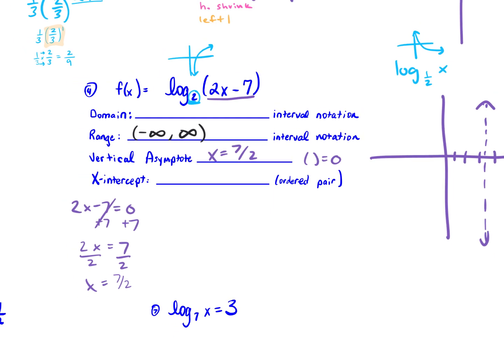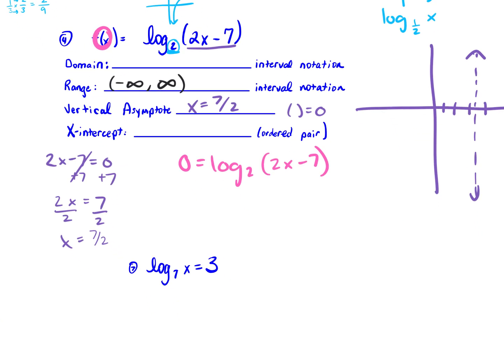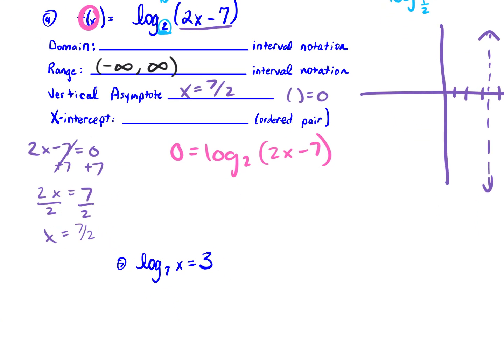Now let's find our x-intercept. What do we do to find the x-intercept? Set the y equal to 0. Plug in 0 into the y. Perfect. So we have 0 equals log base 2 of 2x minus 7. When we solve this, we want to put it into exponential form. So what would my base be? 2. What's the exponent? 0.